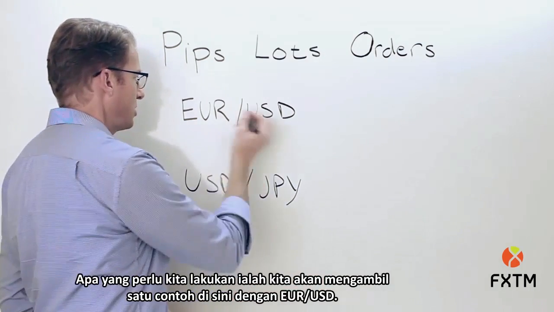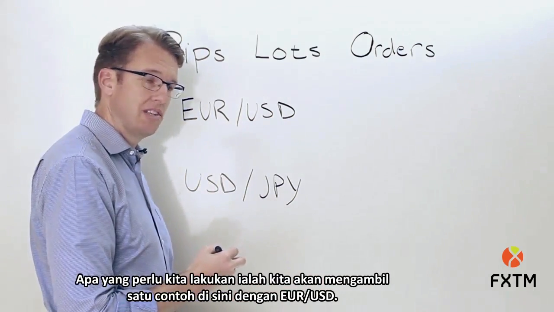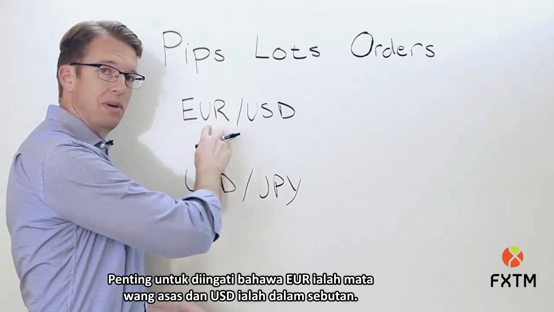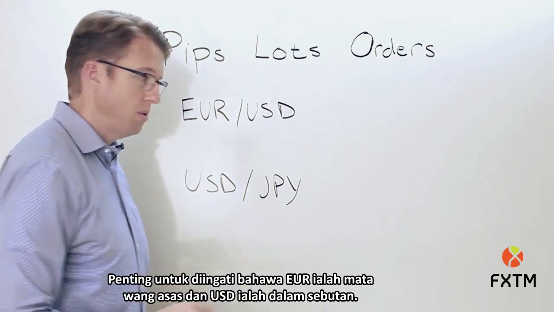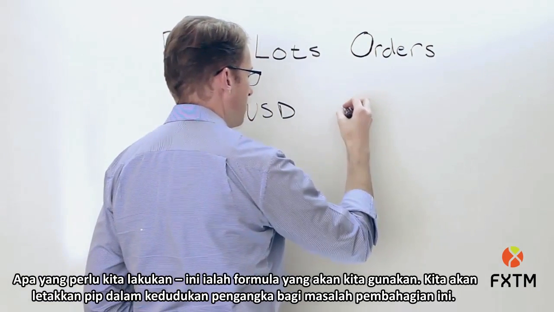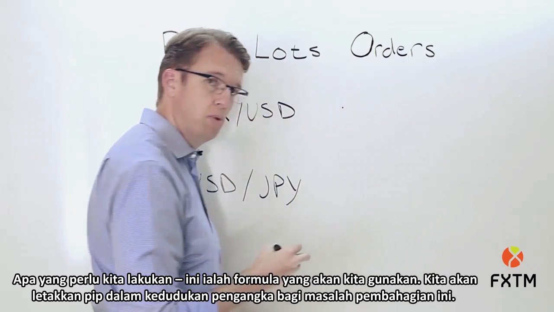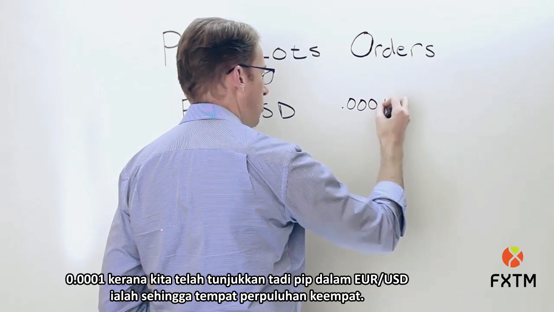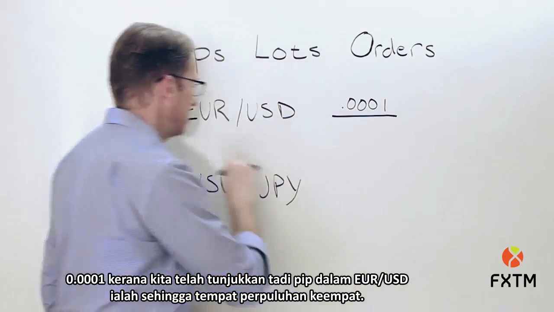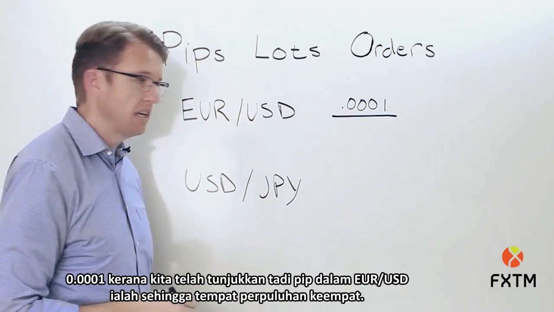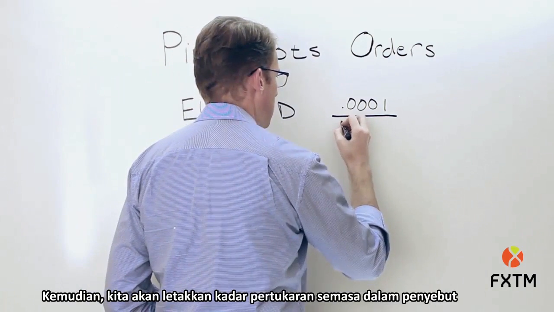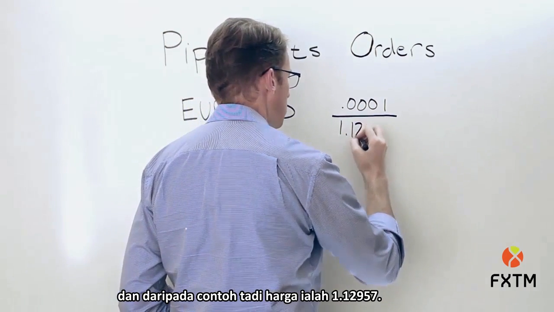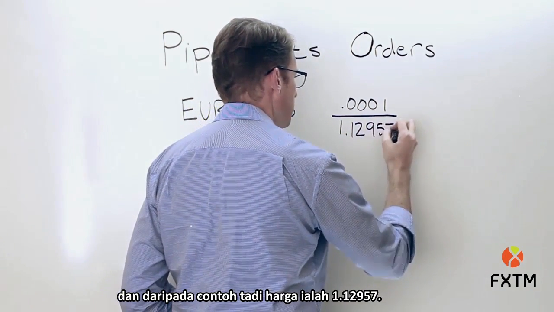Now, all we have to do, so we'll take an example here with the euro to the US dollar. It's going to be important to remember that the euro is in the base and the dollar is actually in the quote. So here's the formula that we're going to use. We're going to put a pip in the numerator of a division problem. So 0.0001, because remember that the pip in the euro-US dollar is all the way out in the fourth decimal place. And then in the denominator, we're going to put the current exchange rate. And remember from our last example, that was 1.1297.